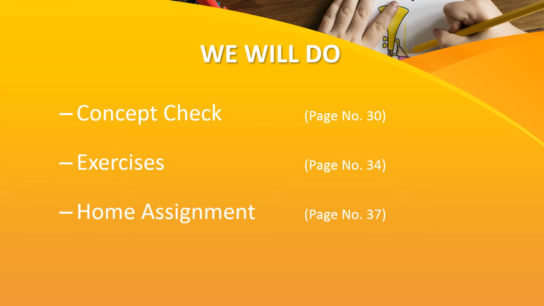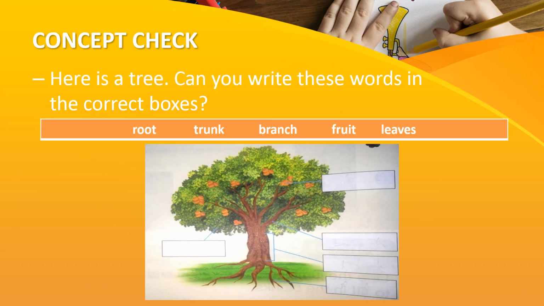So open your book of science and keep a pencil in your hand. Let's do the exercises. On page number 30 there is a concept check. Here is a tree. Can you write these words in the correct boxes? You have learned the parts of a tree in this unit. Let's check your knowledge. You have to write the names of these parts in the boxes.